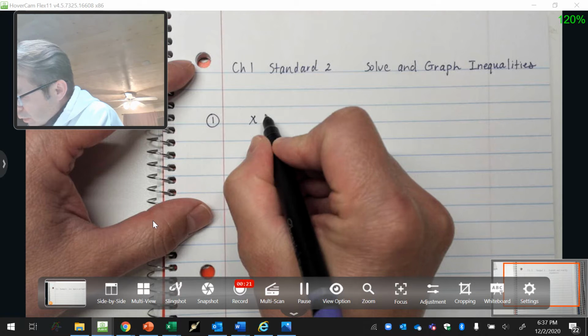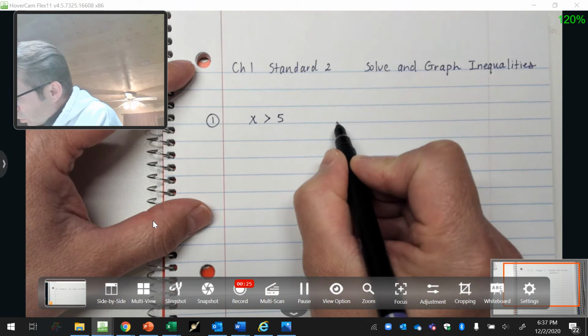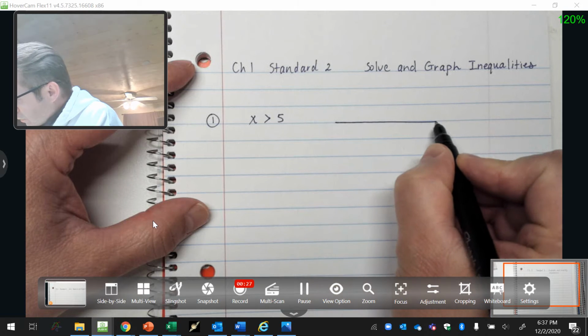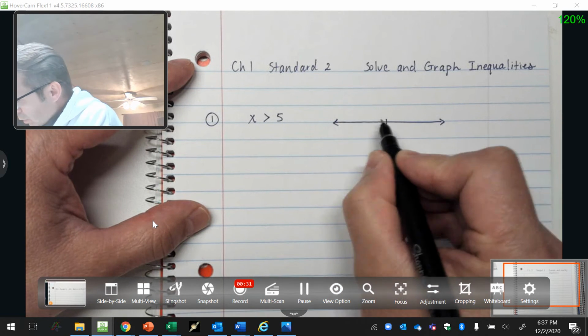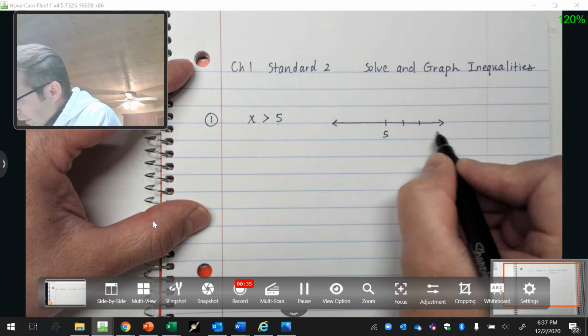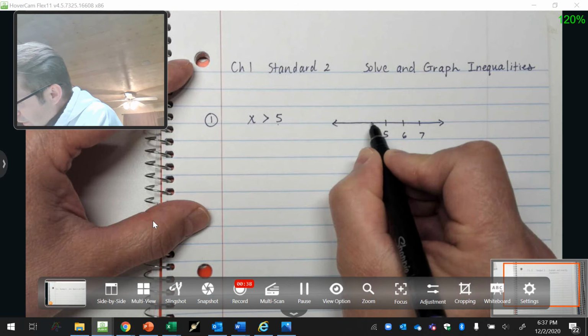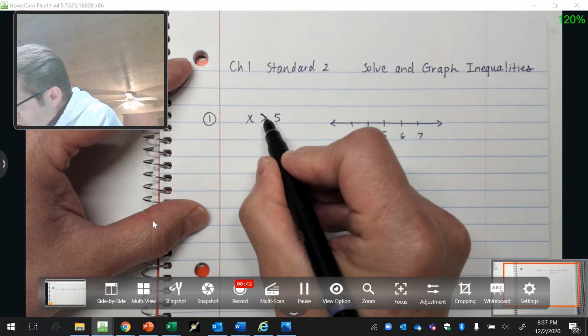X is greater than 5. So when you graph it, you make a number line, put that number right in the middle, just add a couple to the left and a couple to the right. Greater than.